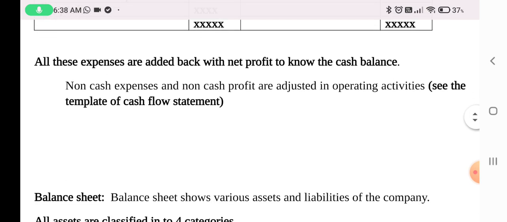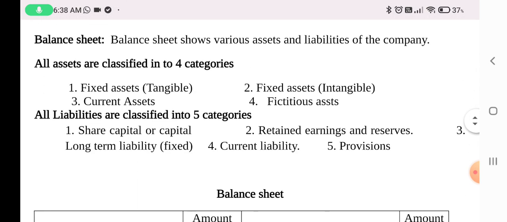Then you have to study the balance sheet. The balance sheet has two sides, one is the liability side and the other is the asset side. The asset side has assets, all classified into four categories: fixed assets, intangible fixed assets, current assets and fictitious assets. In the same way, all the liabilities are classified into five categories: share capital, that is the owner fund, retained earnings and reserve. These two are owner funds. Then long-term liability, that is fixed liability, current liability and provisions.